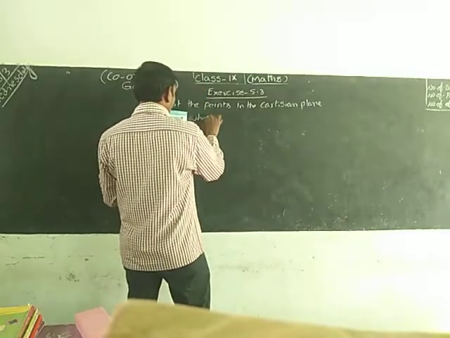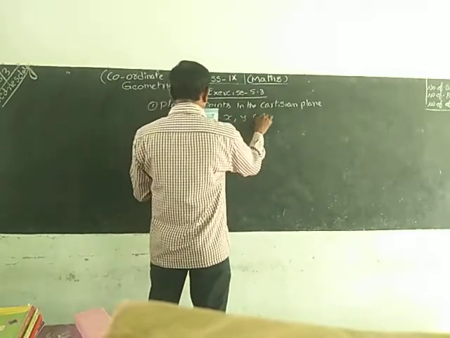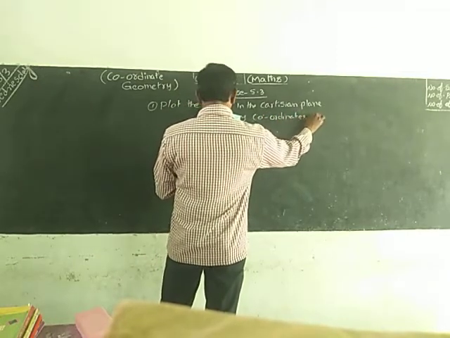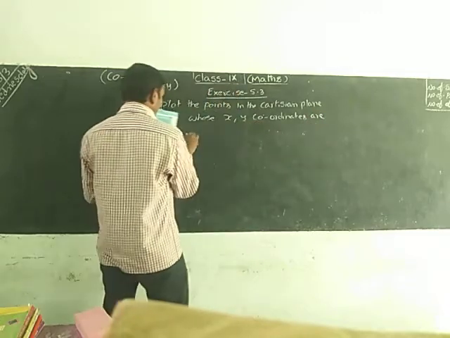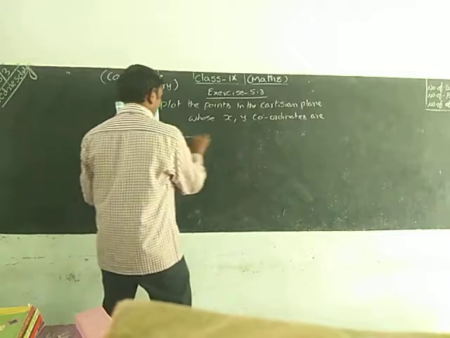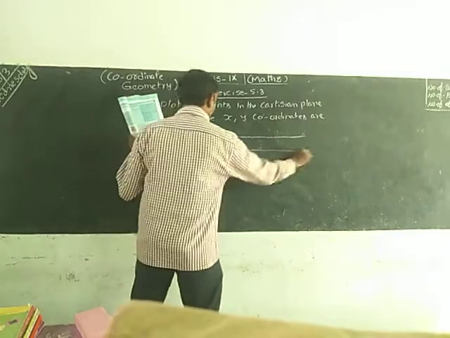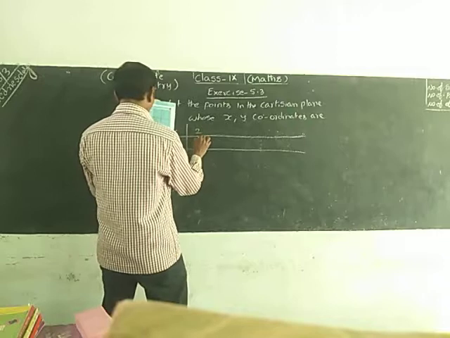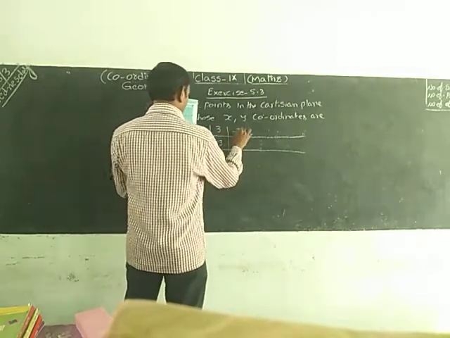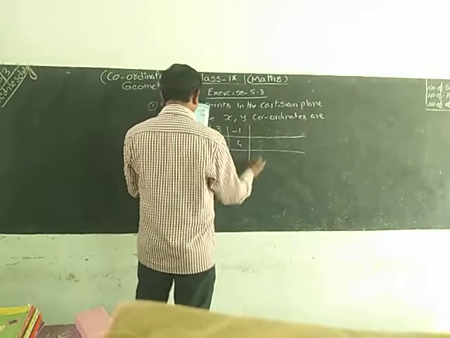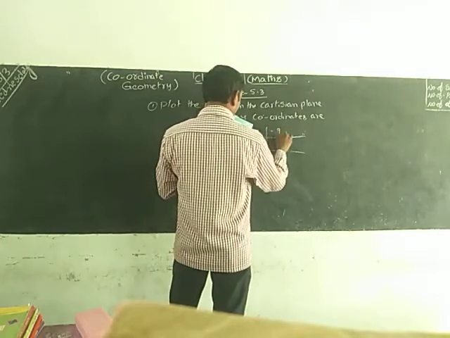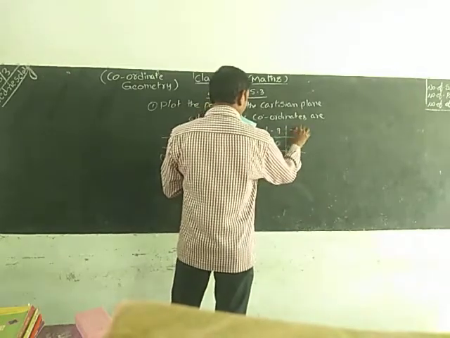Whose x, y coordinates are given. Here one box is given to you. To confuse you, they gave a very large box, but it is a very easy sum. The points are 2, minus 3; 3, minus 3; minus 1, 4; 0, 11; minus 9, 0; minus 4, minus 3.